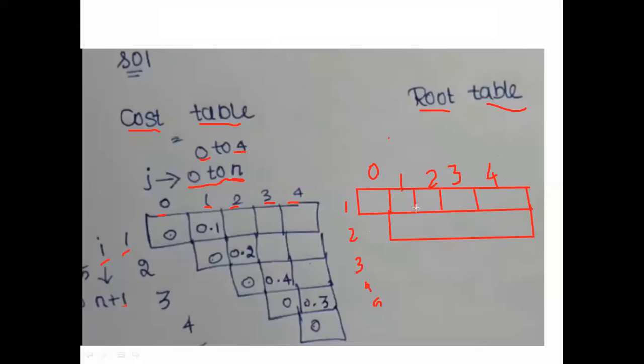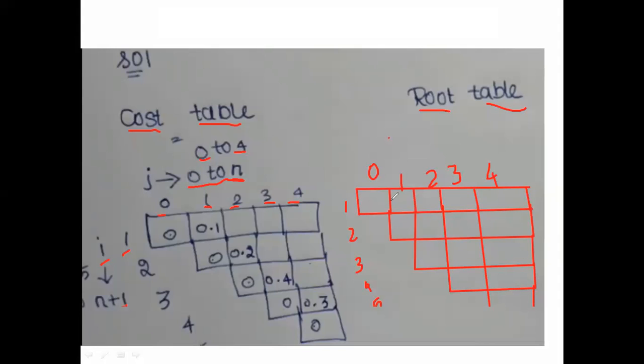Okay, for 3 from here to 4. So that is the table we have drawn here.